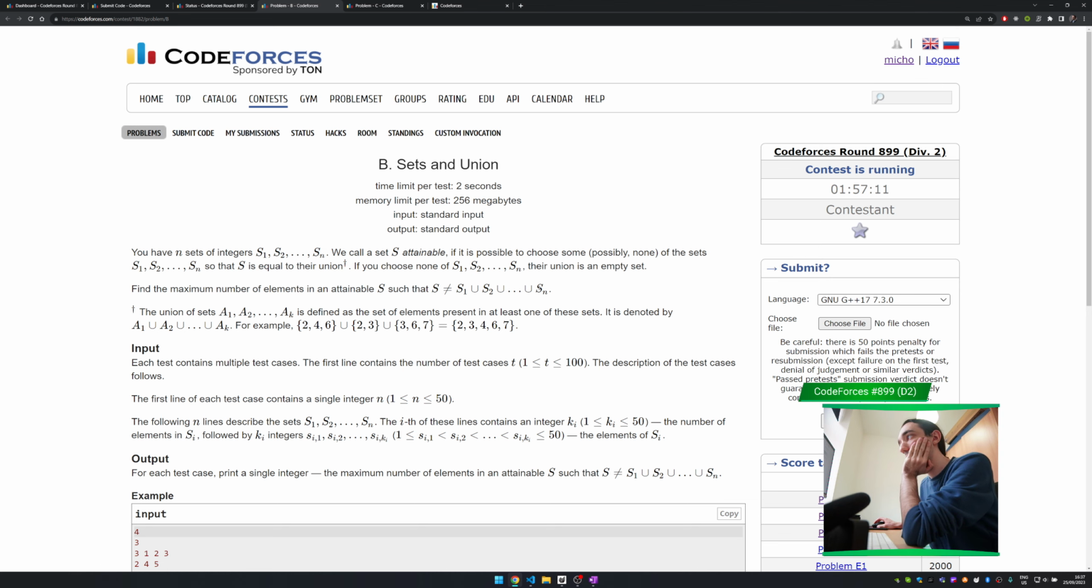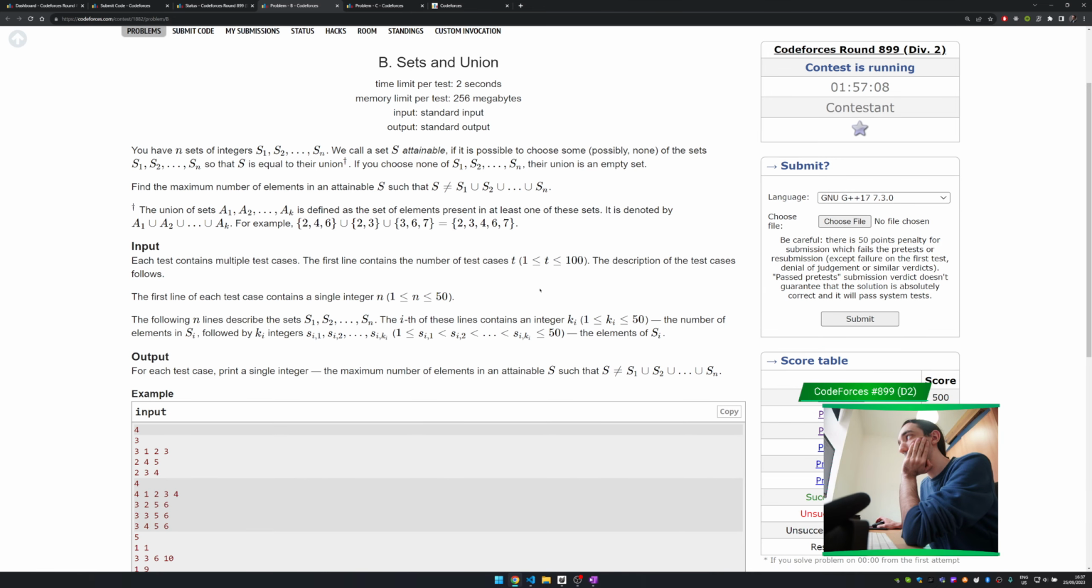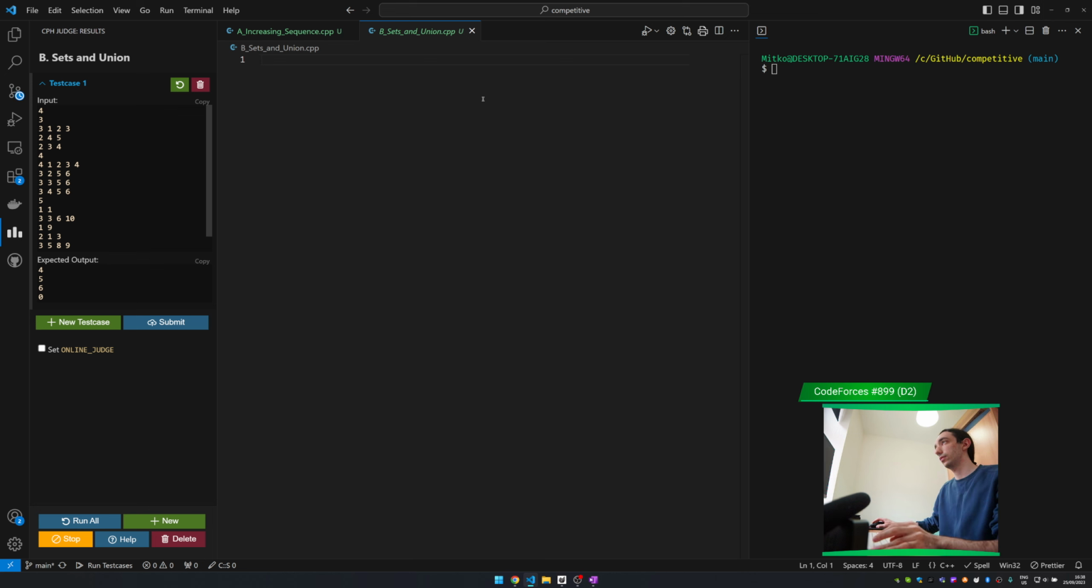Okay, if S is not equal to the union, so there's 100 and there's 50-50. Let's think about this. If S cannot be equal to their union, S needs to be missing some element of their union, so we need to delete some element. And if I delete this element, can the sets still be created?